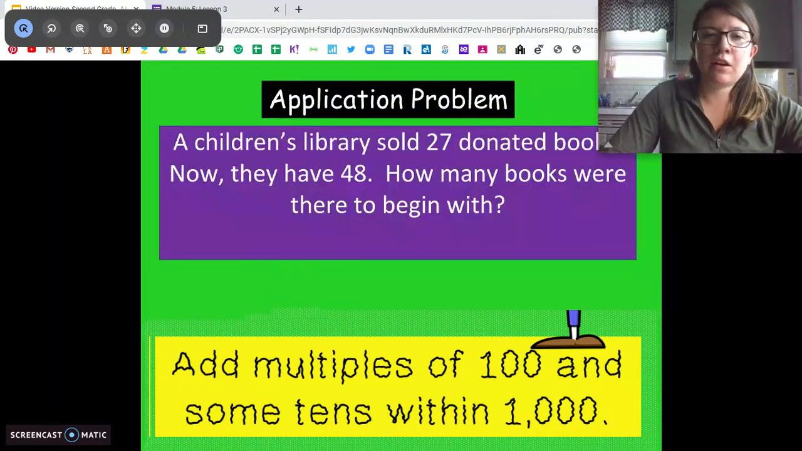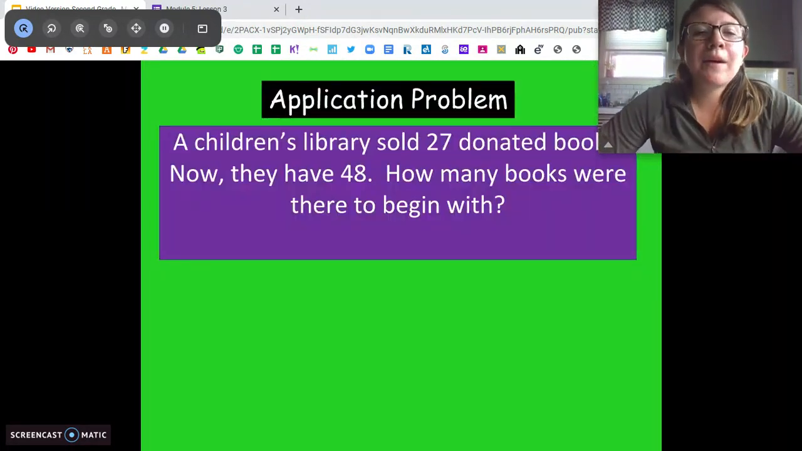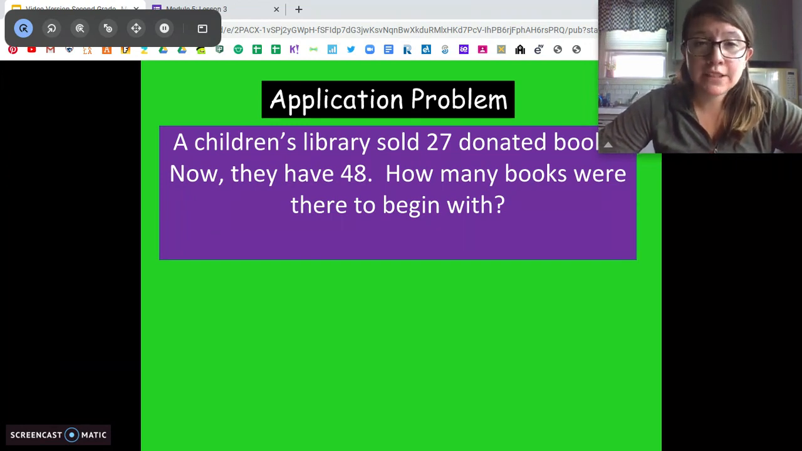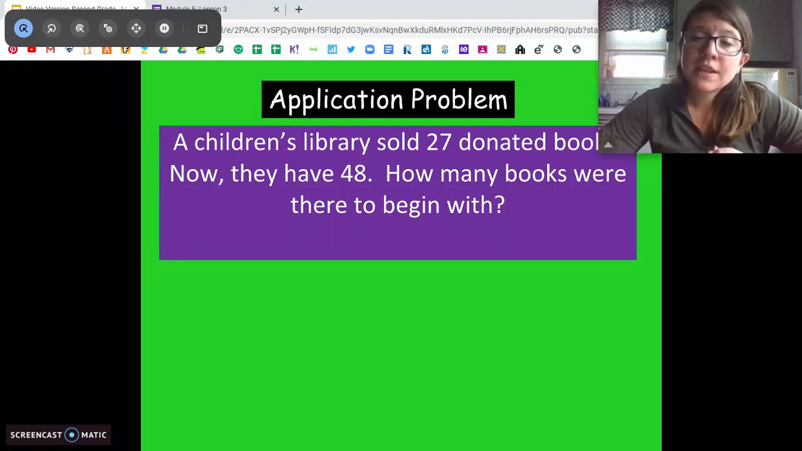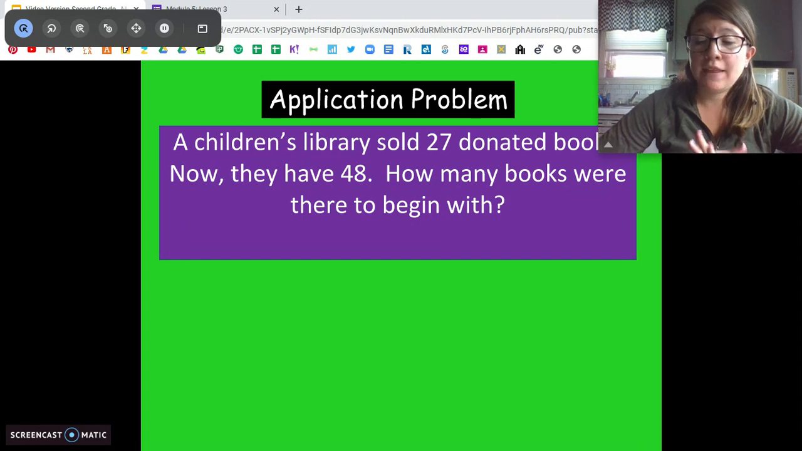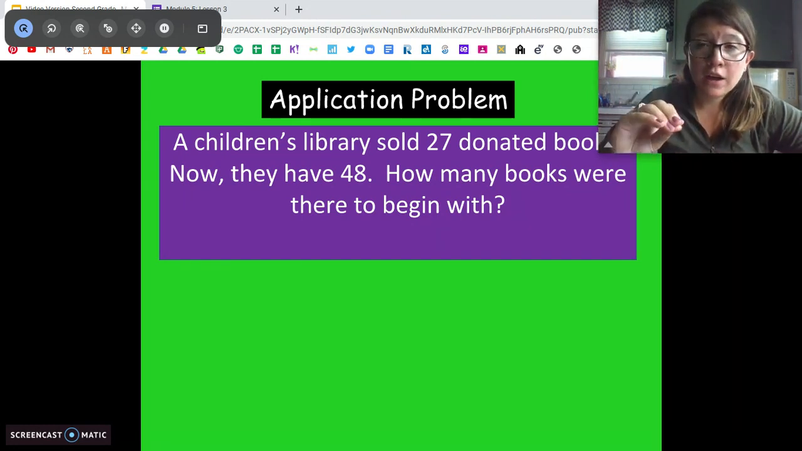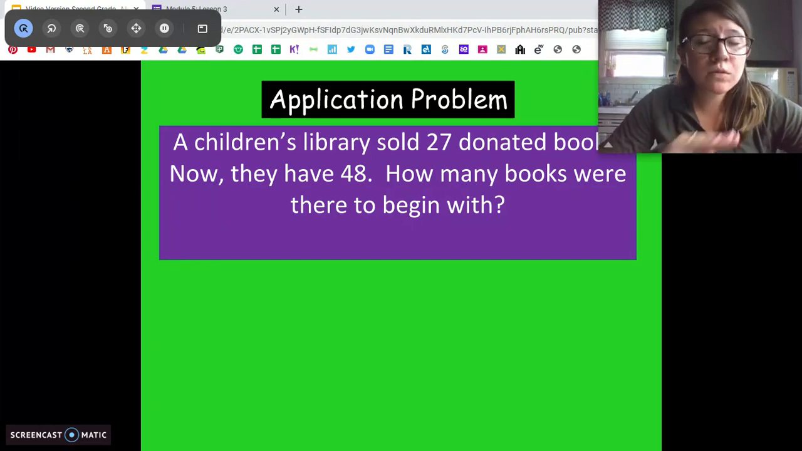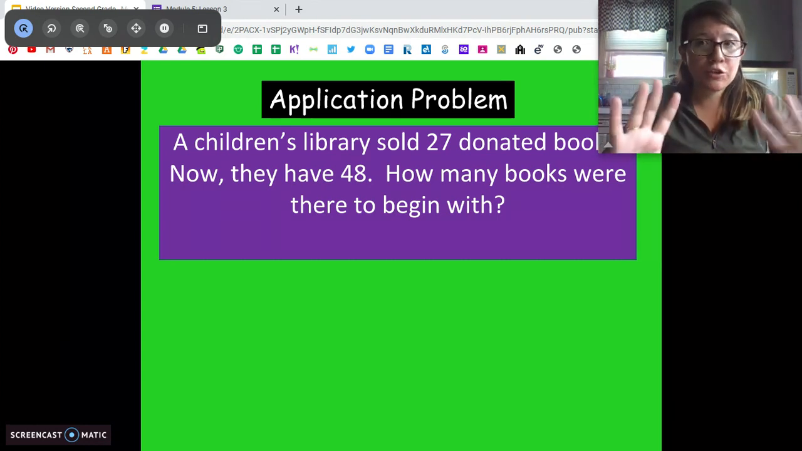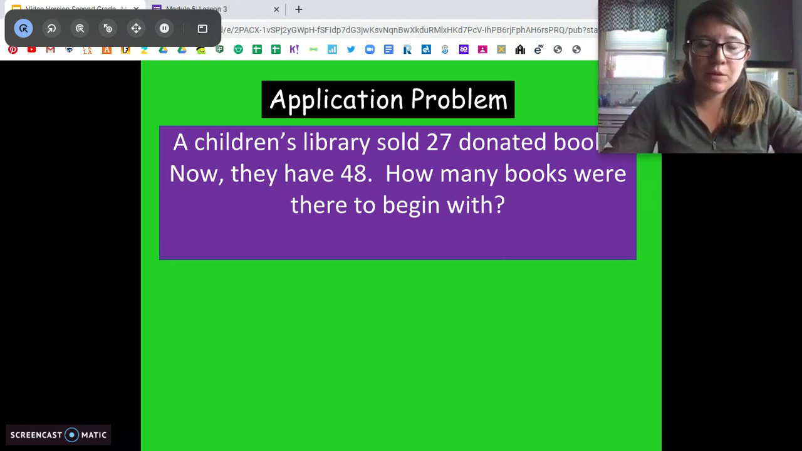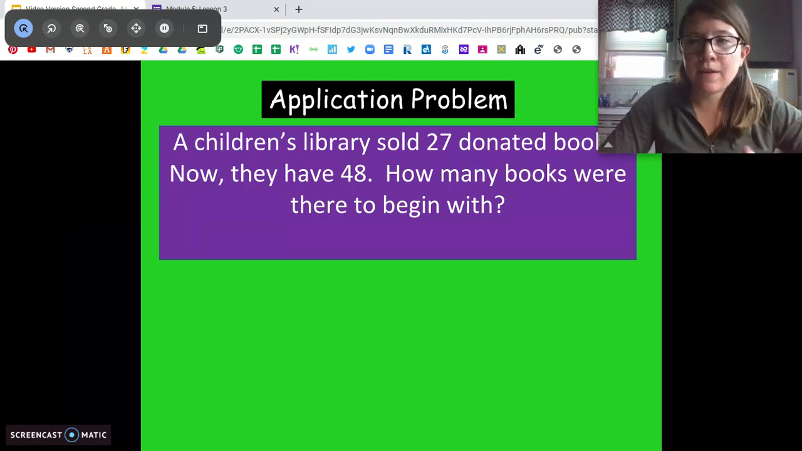So let's start off today with our application problem. Our application problem today says a children's library sold 27 books. Now they have 48 books. How many books were there to begin with? Okay, what I'd like you to do is pause, talk to someone at home about what the problem is asking, and then write me a number sentence. Don't solve the number sentence yet because I want to make sure we are on the right track and we have the right number sentence. So pause, talk to someone at home about what the question is asking, and then write a number sentence.